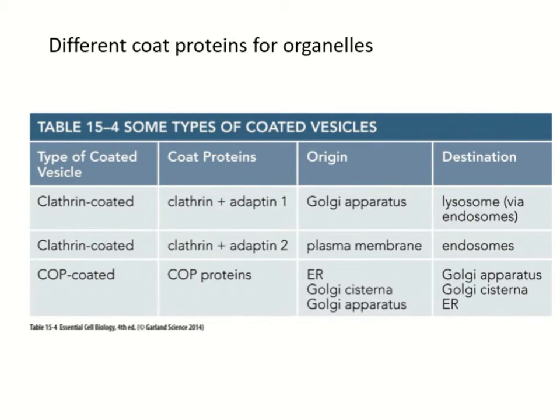This table from your textbook shows you some of the types of vesicles that clathrin is involved in forming. So over on the left, type of coated vesicle, clathrin, and again, this coating will help vesicles move from the Golgi apparatus to lysosomes via the endosomes, and also from the plasma membrane to the endosomes.